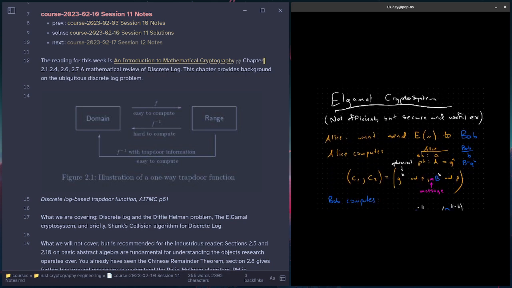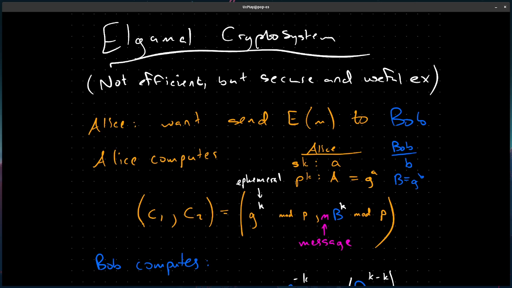So I think I'll pause there. Any questions about the discrete log problem before we get to talking about the Elgamal cryptosystem? I could move this out of the way. I should have done that a while ago. Sorry.